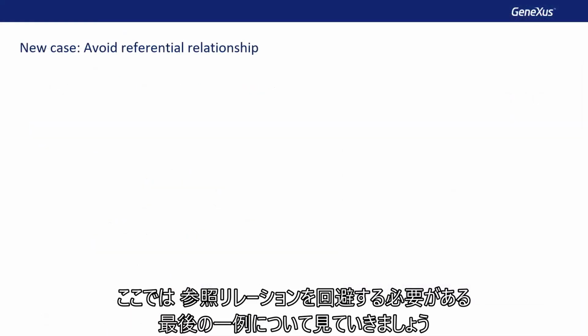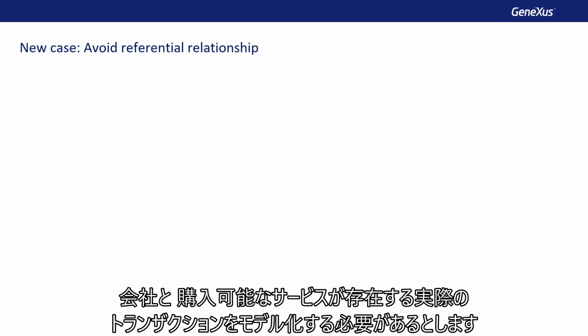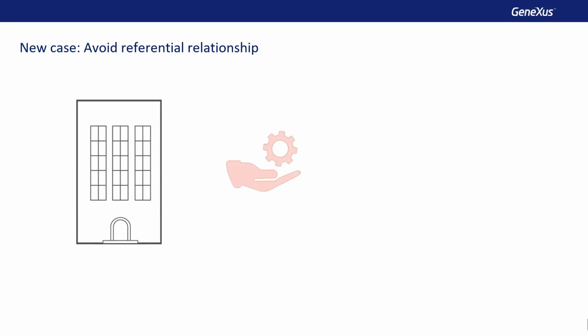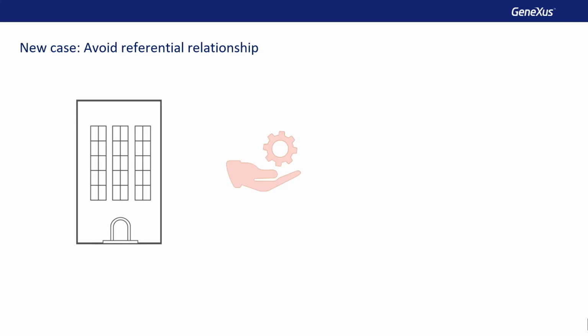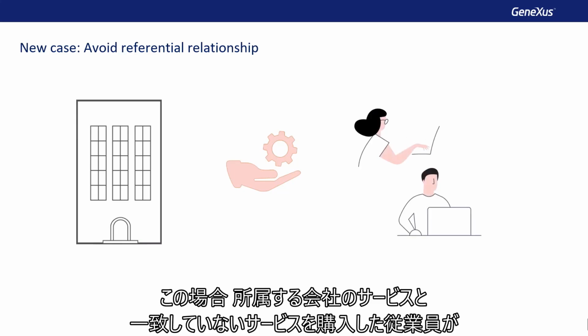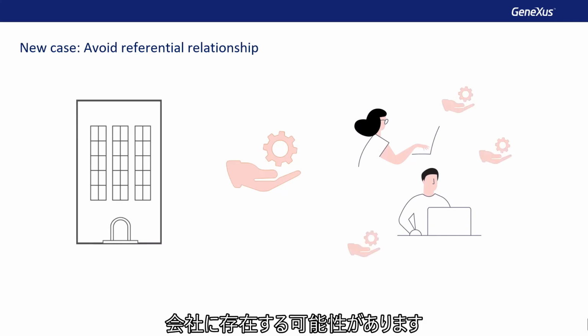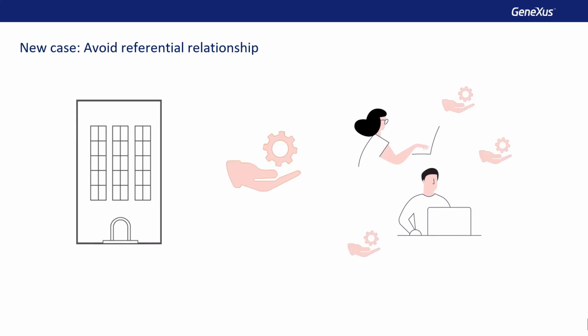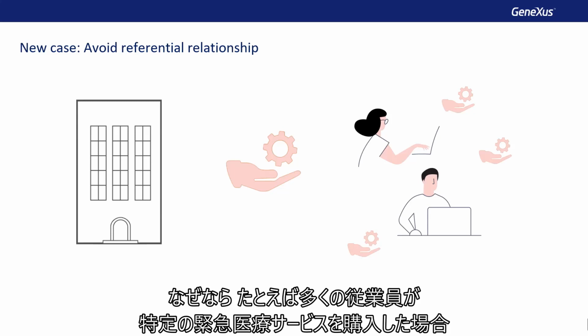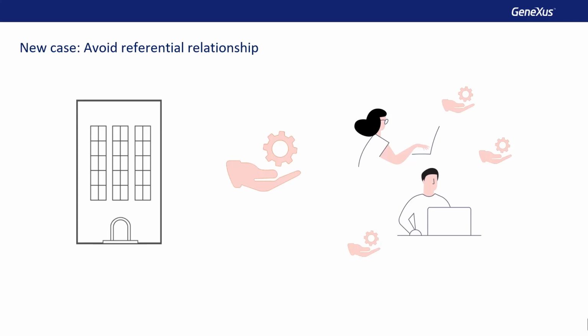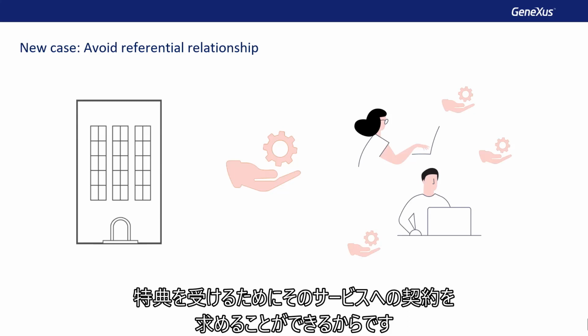Now let's study one last example, where we must avoid the referential relationship. Suppose we must model transactions for a reality in which we have companies and services that they can purchase, such as, for example, an emergency healthcare service. In turn, companies have employees who may also have purchased services that don't necessarily match those of the company they work for. We are interested in recording these employee services because, for example, if many employees have purchased a certain emergency healthcare service, an agreement can be sought with that service to obtain a benefit.